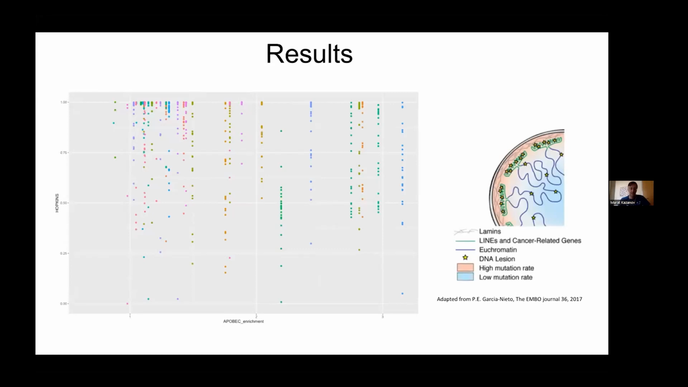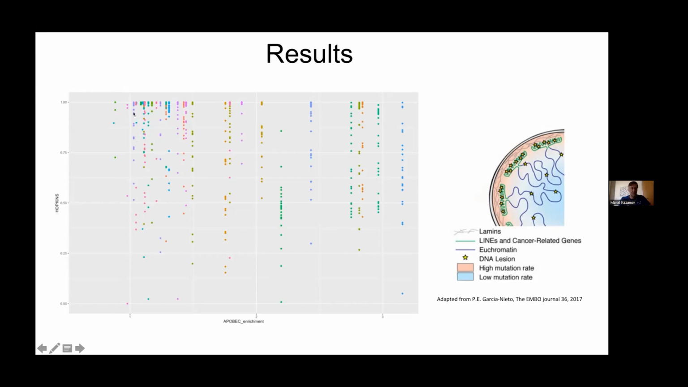So here are our results. On the x-axis you see the metric that I talked about, called APOBEC enrichment, and on the y-axis you can see values of the Hopkins statistic that describe the clusterization of mutations in 3D space. The APOBEC active samples are located on the right part of this plot, and samples with a small number of APOBEC-induced mutations are on the left side.